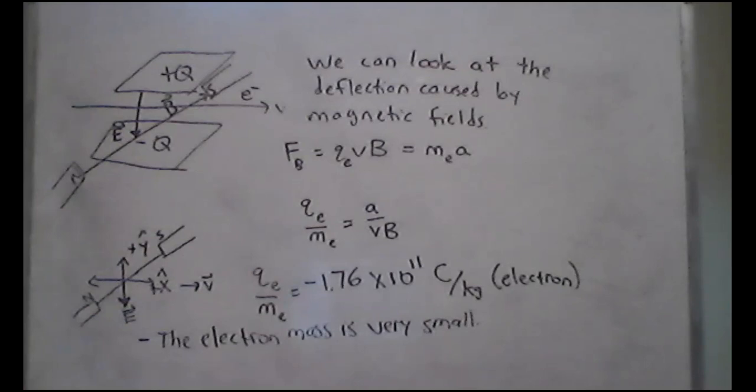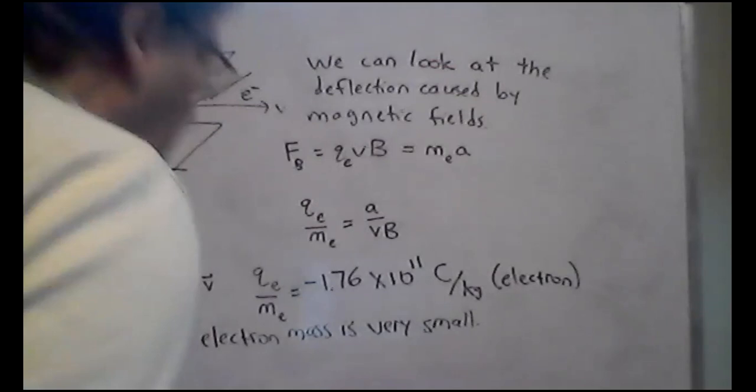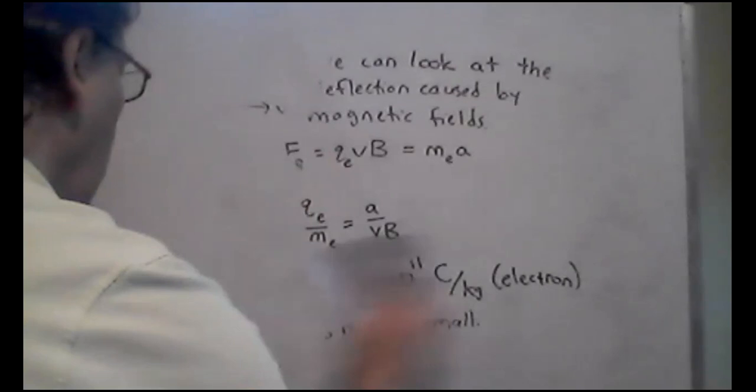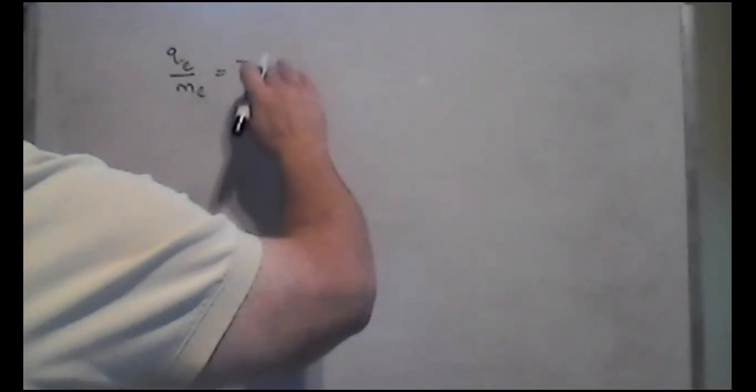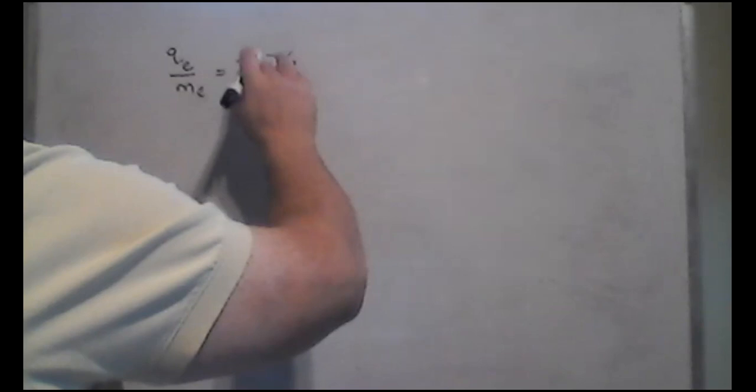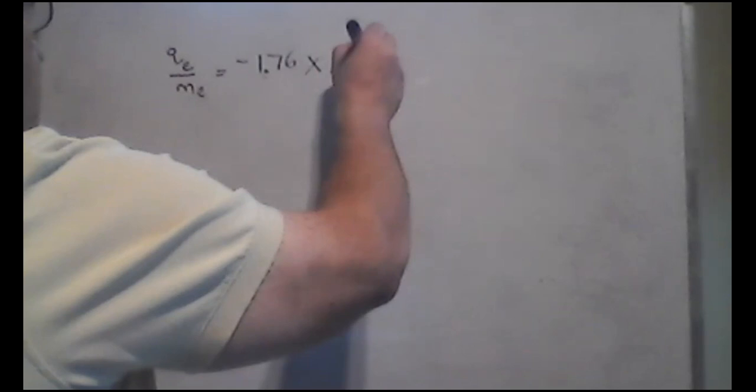Thompson later did his experiment for protons and was able to find a charge to mass ratio for protons as well. He looked at hydrogen nuclei, which we now understand are protons. So again, Q sub E over M sub E, this is the discovery by Thompson: -1.76 times 10 to the 11th coulombs per kilogram. That's for the electron.